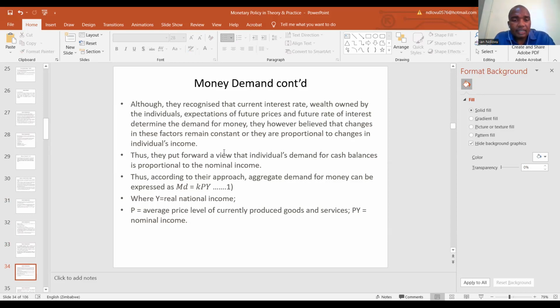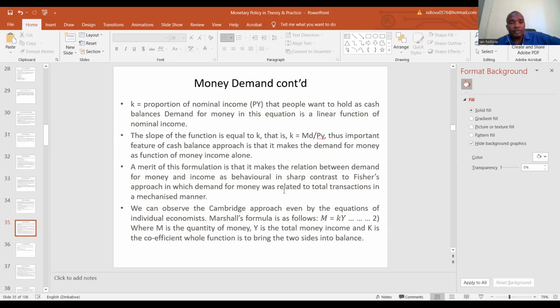for money, and k is a constant, that same constant which we had in Alfred Marshall's formulation of the Fisher quantity theory of money, and P is the general price level, and Y is national income. So PY is nominal national income, and P is the general price level in the economy. So k is the proportion of national income that people want to hold as cash balances, which is akin to your transactions velocity of circulation.